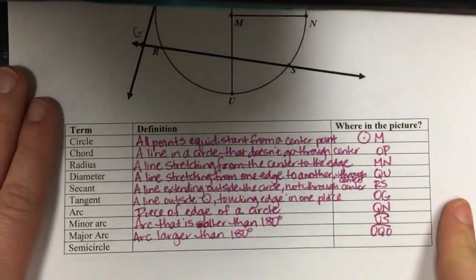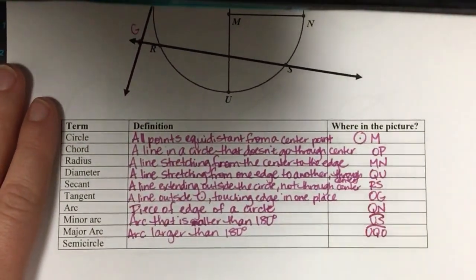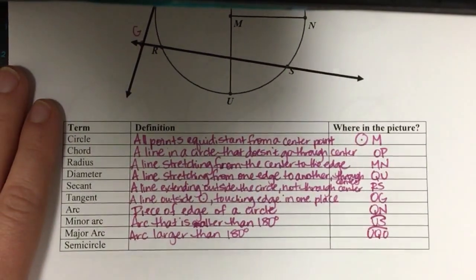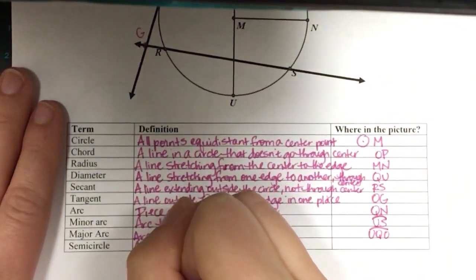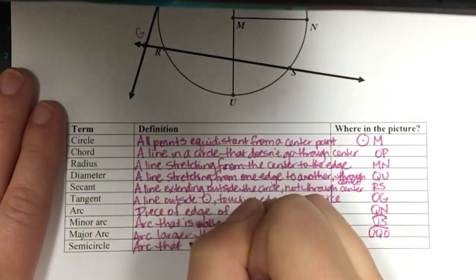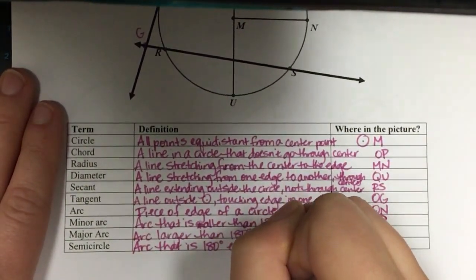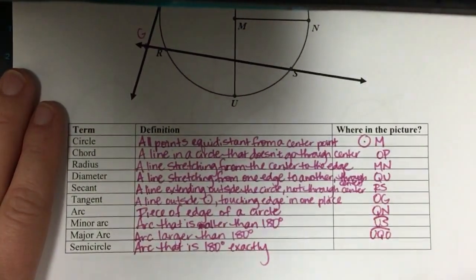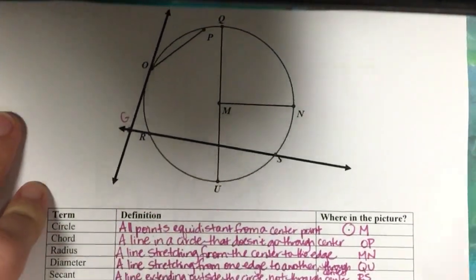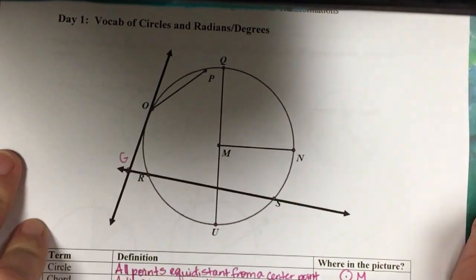And that tells us to go to the right. Your last type of arc is a semicircle, which is exactly 180 degrees. So arc that is 180 degrees exactly. So it's going to be half of the circle. So you can just call it QU if you want to.